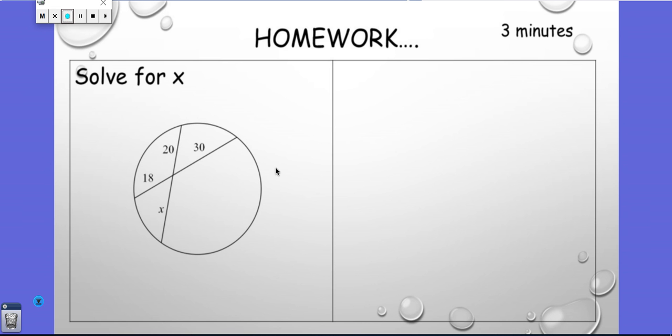Alright guys, so your homework is to complete Day of Week, January, Week 13, and if you look here, it is telling you to solve for x.